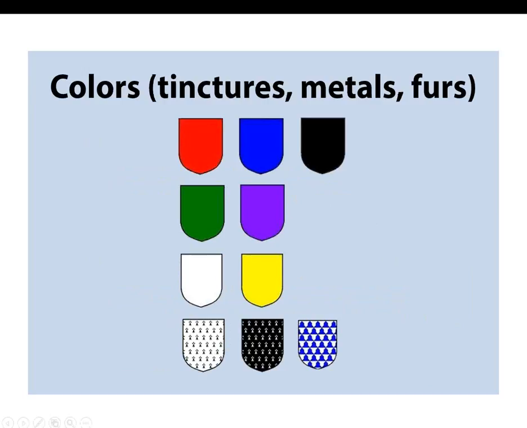The next slide, colors. The tinctures, the metals, and the furs: these are the traditional colors that by the end of the Middle Ages, some were more prevalent in certain countries than others. We have these colors arranged in groups: the five colors, properly said, on the top, tinctures, followed by the two metals, white and yellow shields depicting the metals of silver and gold, and then at the bottom, furs, which are the conventional graphic depictions, representations of actual furs.